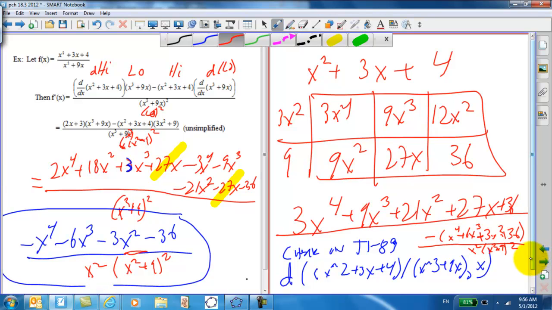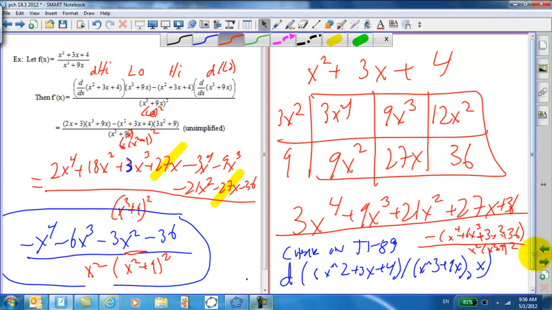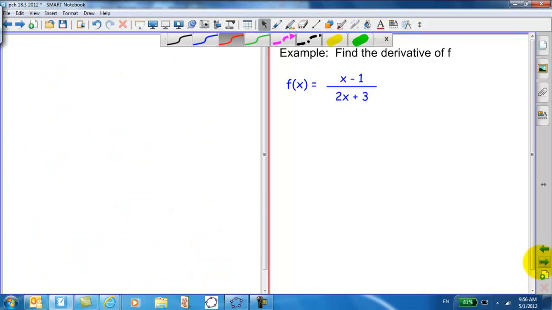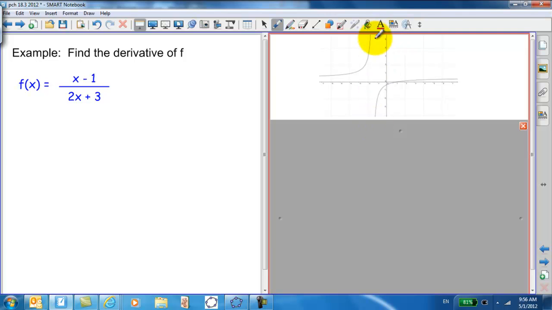Now, let's move on with finding the derivative, another quotient rule example. So, first of all, here's what the function looks like. It's a hyperbola. It's got a vertical asymptote at x equals -3/2, right? And a horizontal asymptote of 1/2.